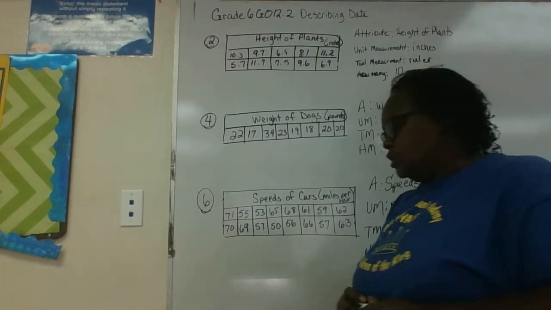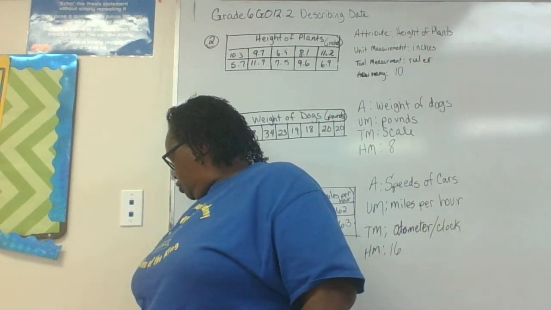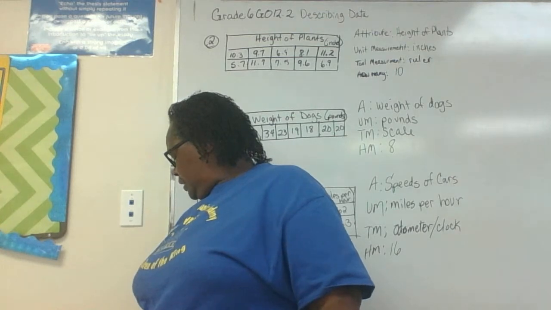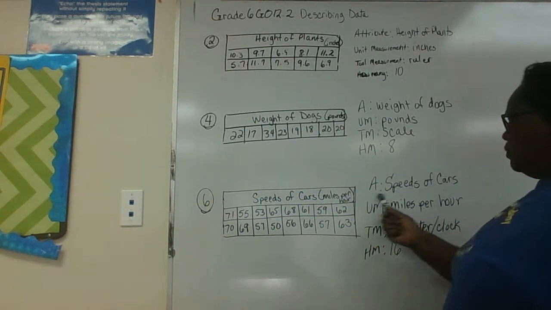So the question for number 6 says, the table below shows the speed of cars on a highway. Name the unit of measure. The unit of measure was miles per hour.